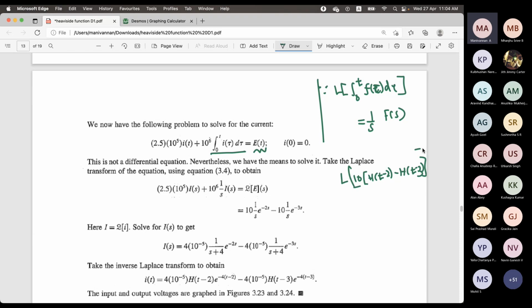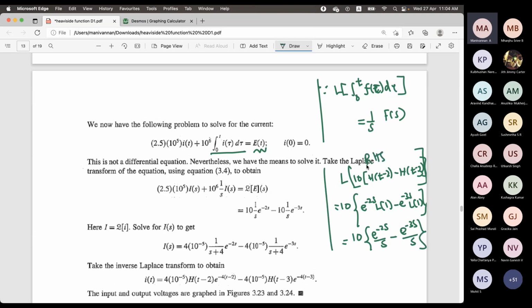So for the Laplace of this, we may take the 10 outside as a constant. L of h of t minus 2 means e raised to the power minus 2s times L of 1. Similarly, e raised to the power minus 3s times L of 1. So 10 into e raised to the power minus 2s by s minus e raised to the power minus 3s by s. So this is your right hand side, this is your E of t.